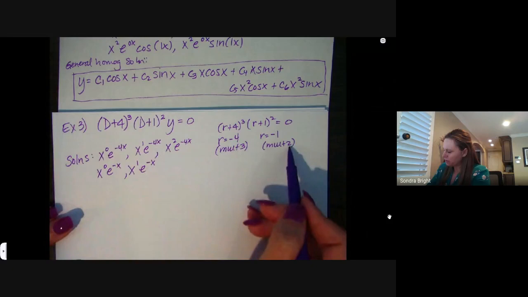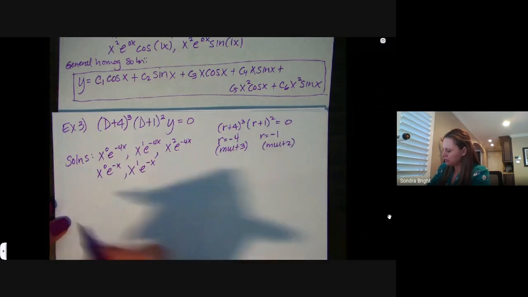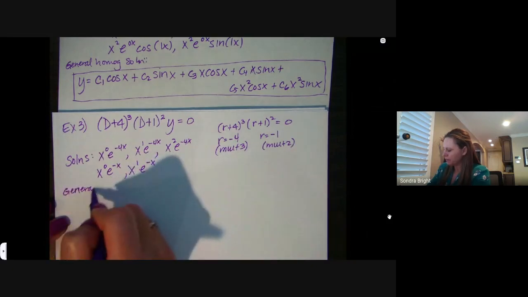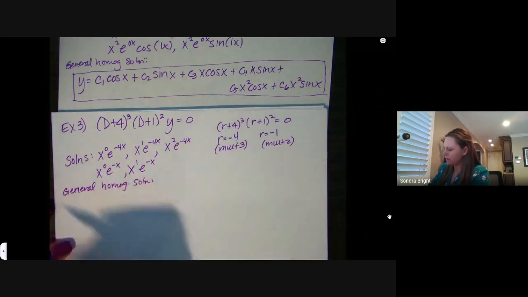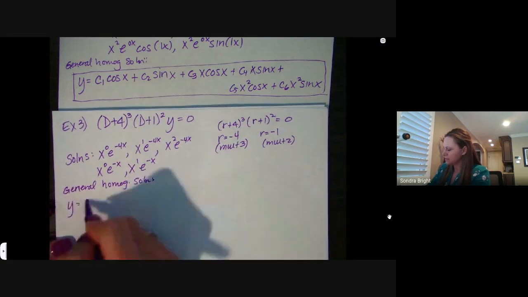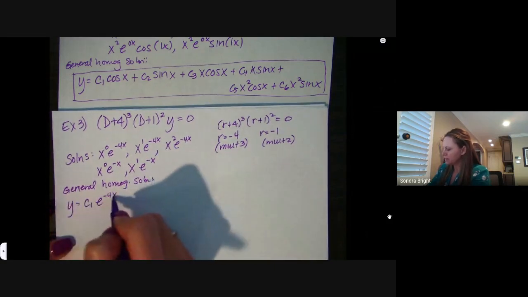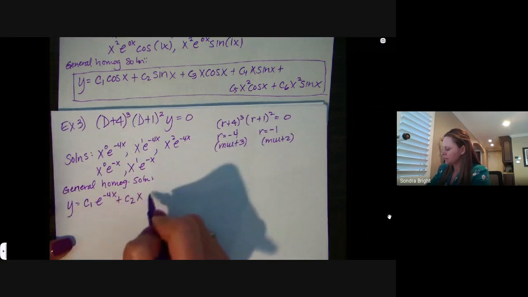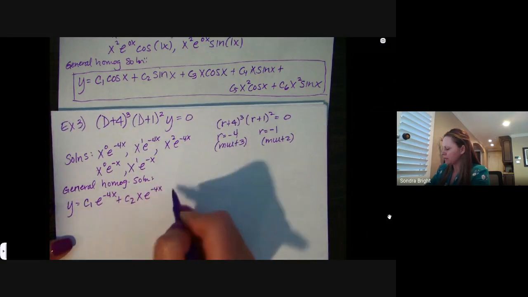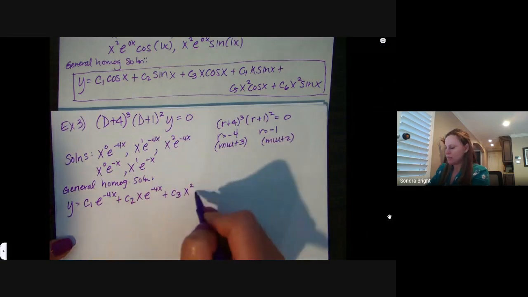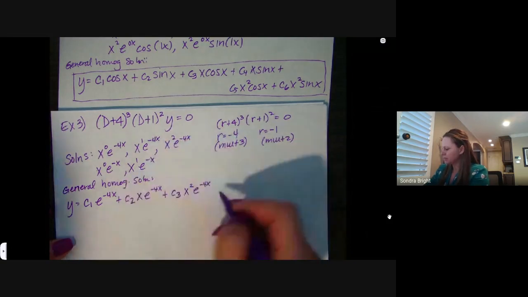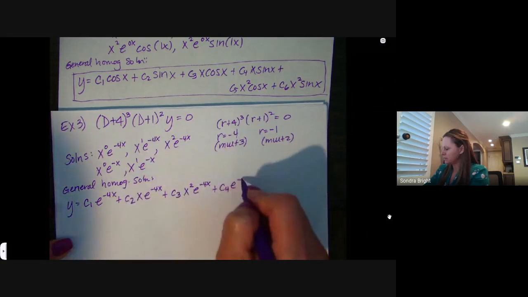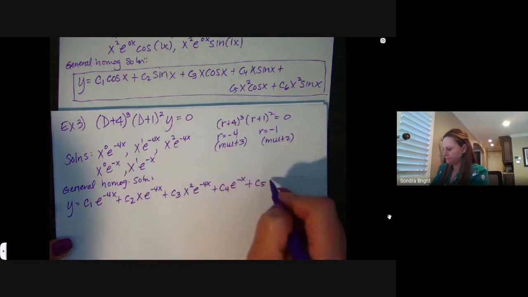And so that general homogeneous solution is the linear combination of all of these guys. So y equals C1 e to the -4x plus C2 x times e to the -4x plus C3 x squared e to the -4x. That's from the first factor. And then we'll include these guys. So plus C4 e to the -x plus C5 x times e to the -x. There you go.